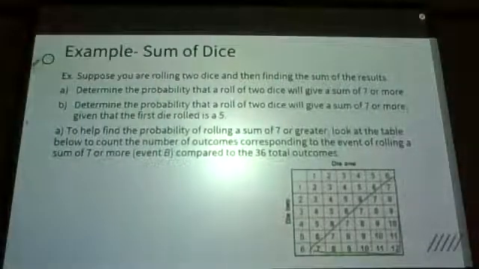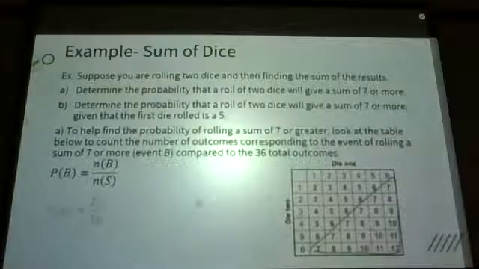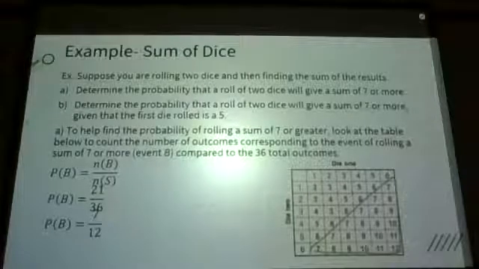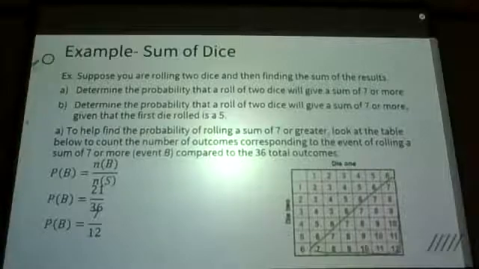Yep, 21 out of 36. So that means the probability of getting 7 or more is 21 out of 36, which reduces to 7 over 12. Perfect. So the probability of getting a sum of 7 or greater is 7 out of 12.